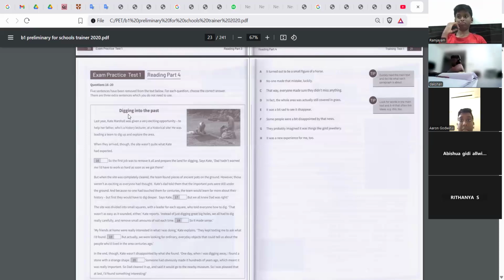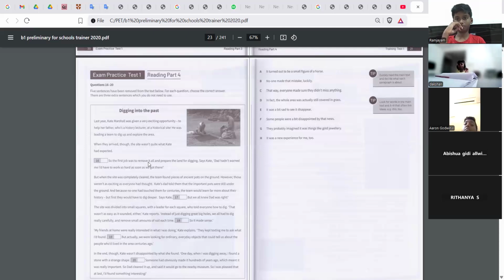How did you pick it up, Abhi? 16. Sir, as D, because they said that so the job was to remove it all. So they are saying the grass. The grass was covered, so we want to remove the grass. It is nothing but grass. Superb answer. That's how you want to capture. Keep going.